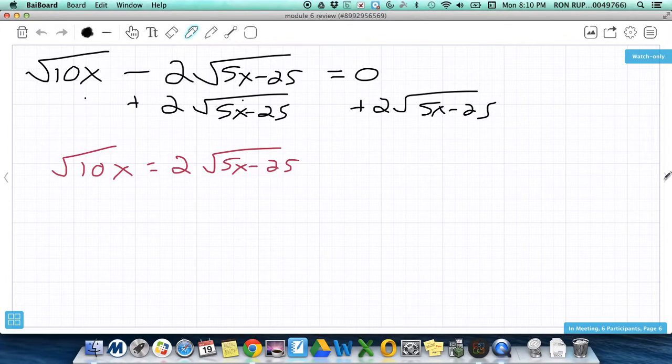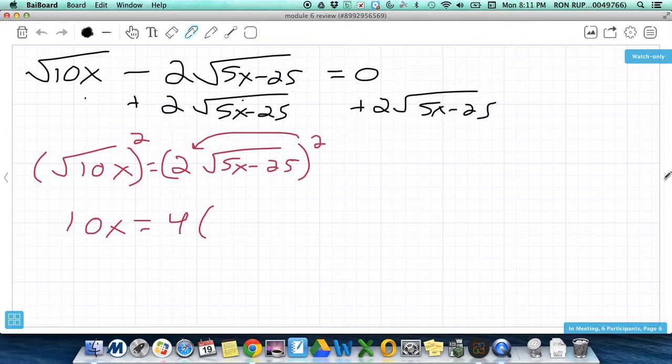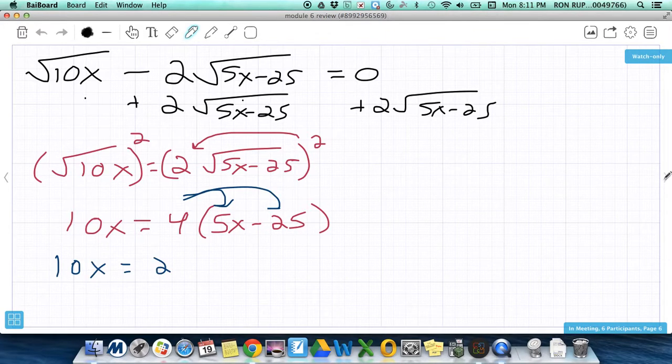Now, the second step, if you recall, was to take the inverse to get these radicals to cancel out. The cool thing is both of these we just have to square, so that helps us out. That leaves me with 10x equals, well, 2 squared is 4, and the square root of 5x minus 25 squared cancels out, leaving me with just 5x minus 25. Now I need to do math. I'll distribute here. 10x equals 20x minus 100. Then I've got to get my x's on one side. Negative 10x equals negative 100.